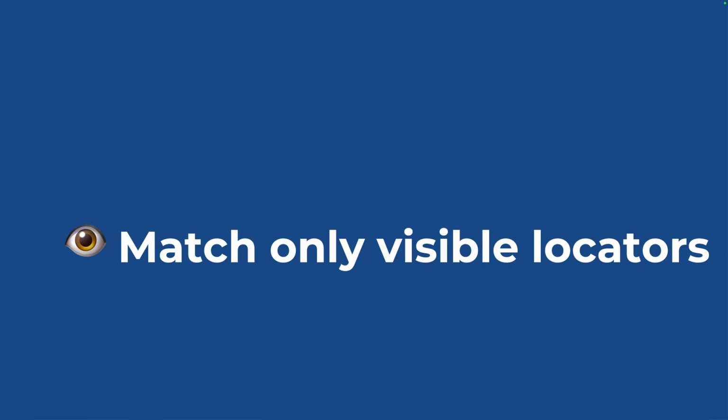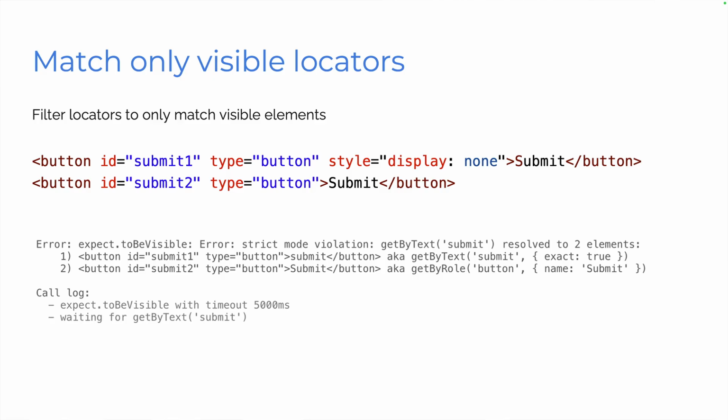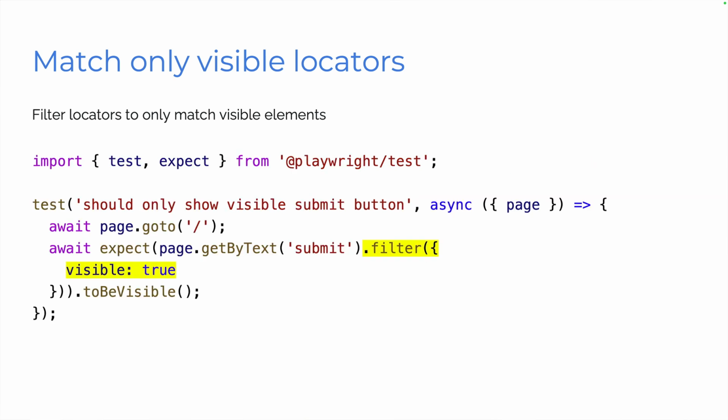Match only visible locators. So here we have two buttons. We have one with display none and one with submit. And if you're using getByText, you will encounter a strict mode violation because it's going to find all the elements on the page, whether they're visible or hidden. And if you only want to show the ones that are visible and test for those, you can put in .filter({ visible: true }).